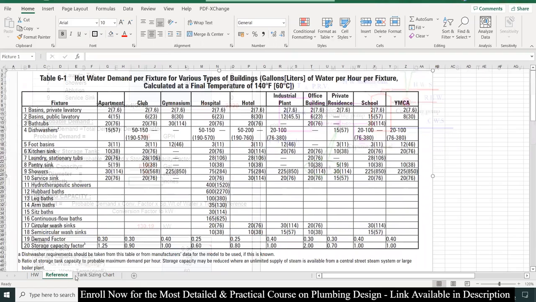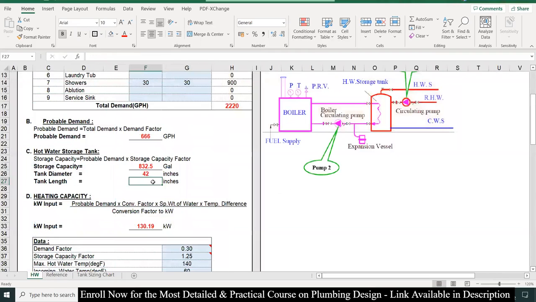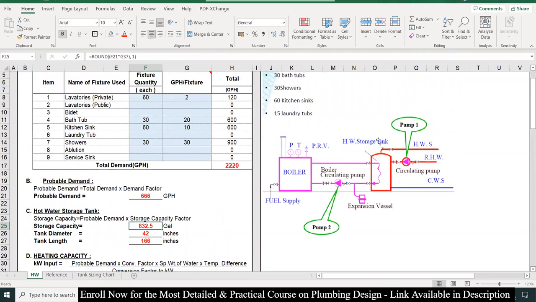What is the tank length? The tank length is 166 inches. So this is your tank dimensions and this is your tank volume. So the first step is complete, that is to size this hot water storage tank.